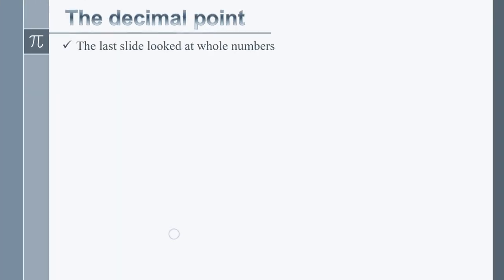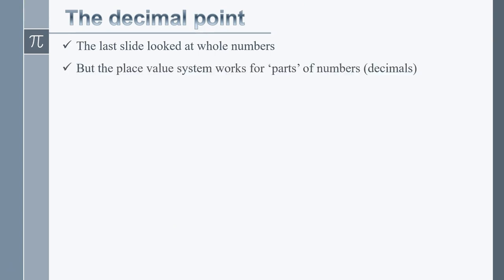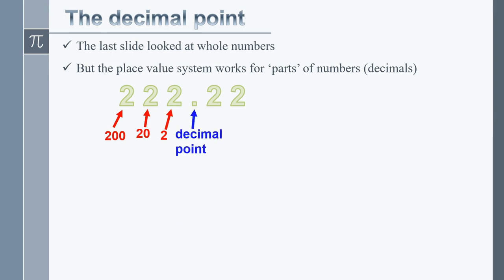So the last slide looked at whole numbers. The system can deal with part numbers as well, or what we refer to as decimals. And so here we go, here's my number again, 222, but now I've got some extra digits, and what we've got is the decimal point. So that is the point that effectively separates the whole numbers from the part numbers.